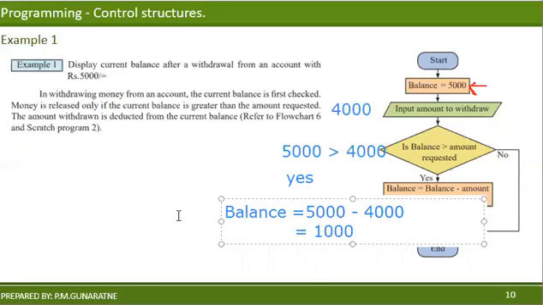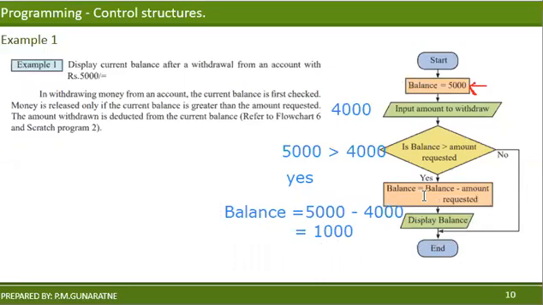So what this equation does is, it will evaluate the right hand side of the equation, and the result will be stored in the left hand side name. So what is the left hand side name? Balance, right? It will be stored in the same variable balance, the result 5,000 minus 4,000. So now the balance is 1,000.